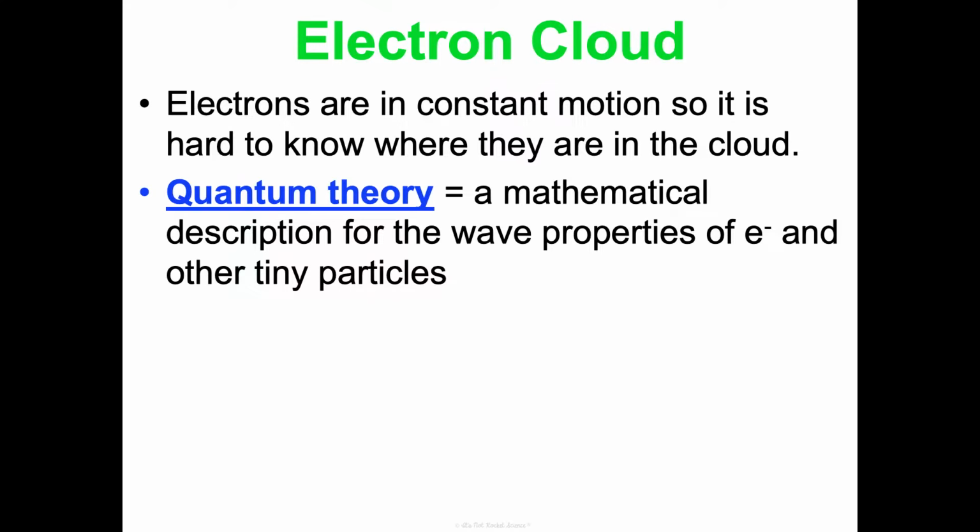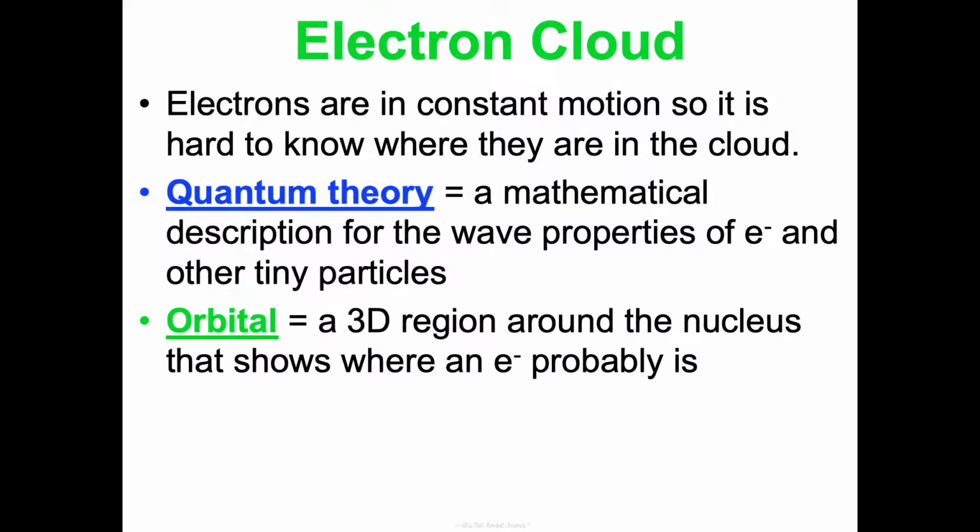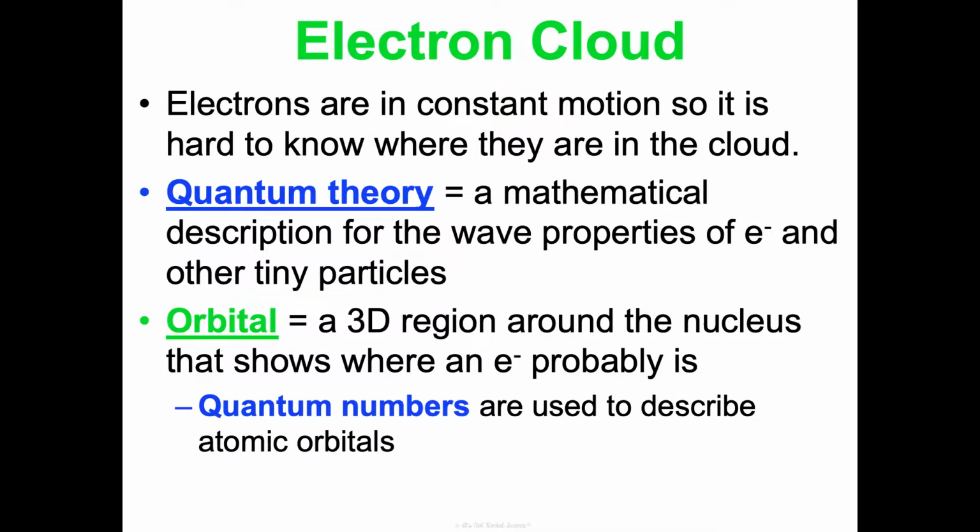And that's where quantum theory is helpful. It is a mathematical description for the wave properties of electrons and other tiny particles. Now, another term that's going to be important to know is orbital. This is a three-dimensional region around the nucleus that shows where an electron probably is. And something called quantum numbers, which come from that quantum theory, are used to describe these atomic orbitals.